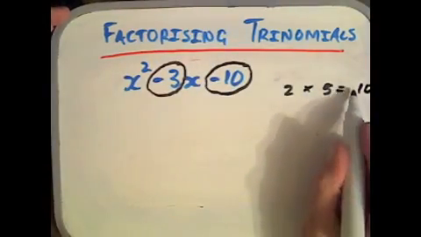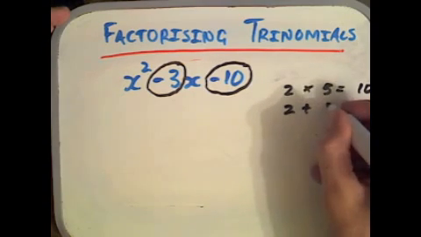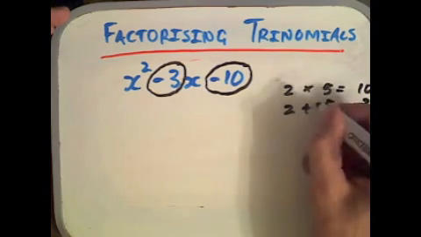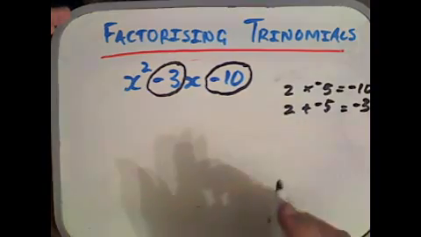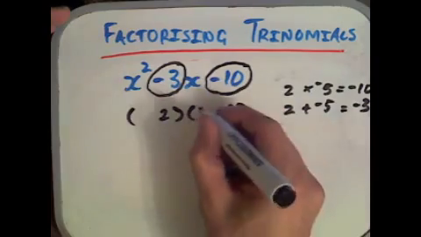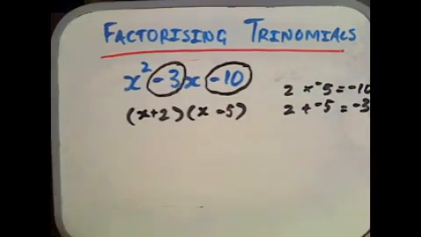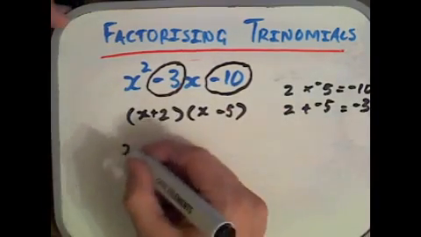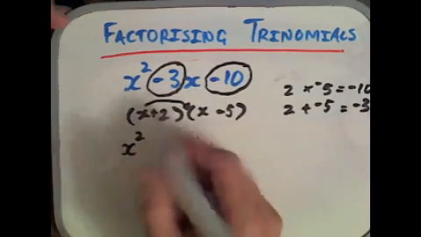Now one of those two numbers has got to be a negative. And we want the 5 to be a negative because that's going to give us our negative 3 there. So let's put that in brackets, the 2 and the minus 5. So we've got x at front, and we've got the plus 2 and the minus 5 at the end. Now let's expand that out to check. It's always important just to check to see if we've done it correct.